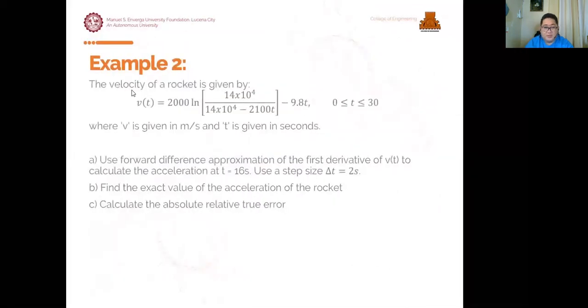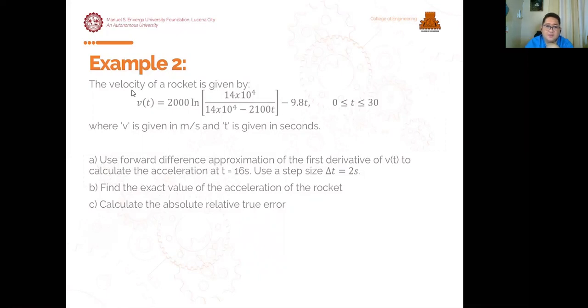Okay? So, the velocity of a rocket is given by the formula v = 2,000 times the natural logarithm of 14 times 10 to the fourth over 14 times 10 to the fourth minus 2,100 times t, minus 9.8t, wherein this function is valid for the range of 0 to 30 seconds. Okay? Where our v is given in meters per second and our t is given in seconds.